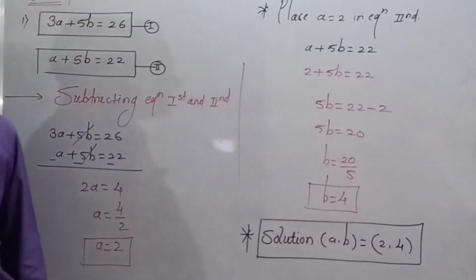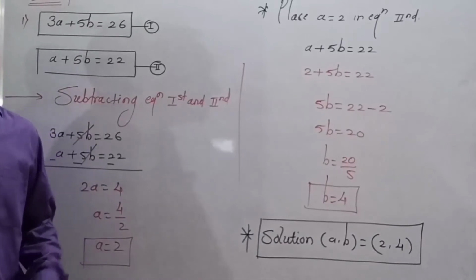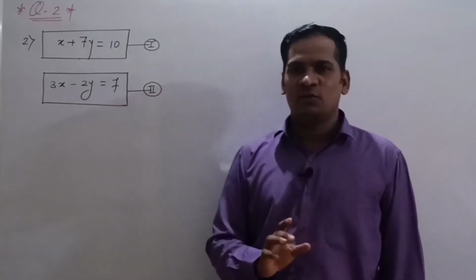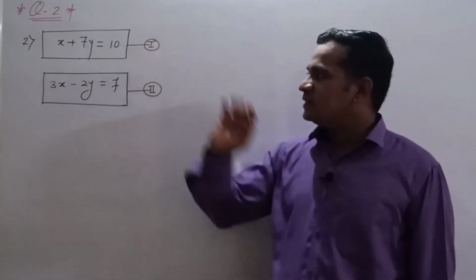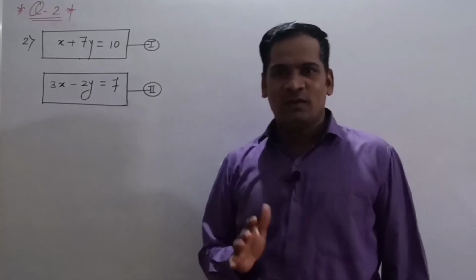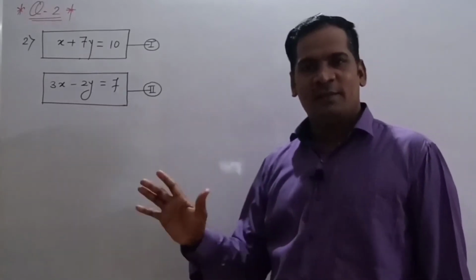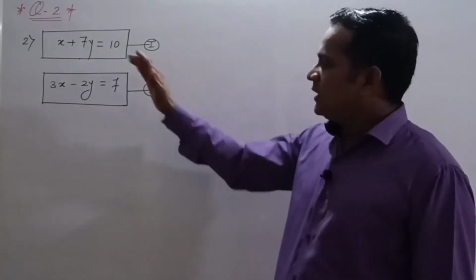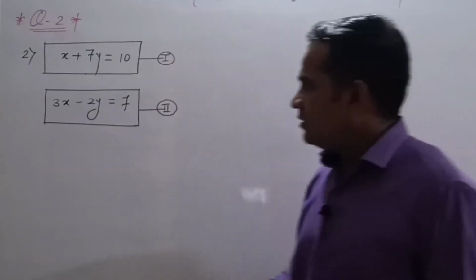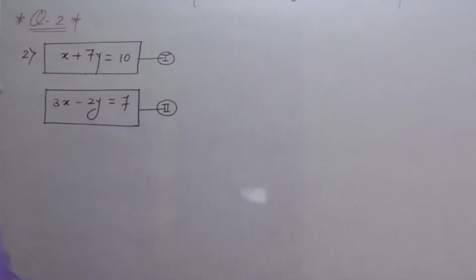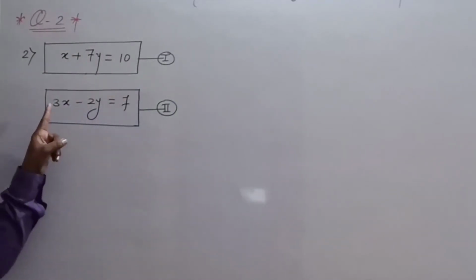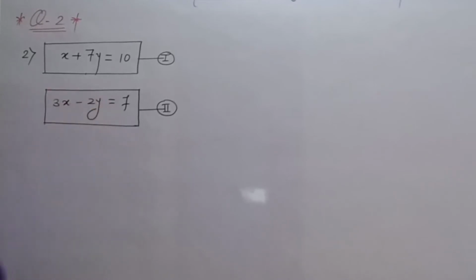How simple is this? So let's move toward question number 2. This is the second sub question from question number 2. Again, two simultaneous equations are given there. So let's find out whether any one coefficient of a variable is common or equal. In case of equation number first, x plus 7y is equal to 10. This is the first equation. The second equation is 3x minus 2y is equal to 7.